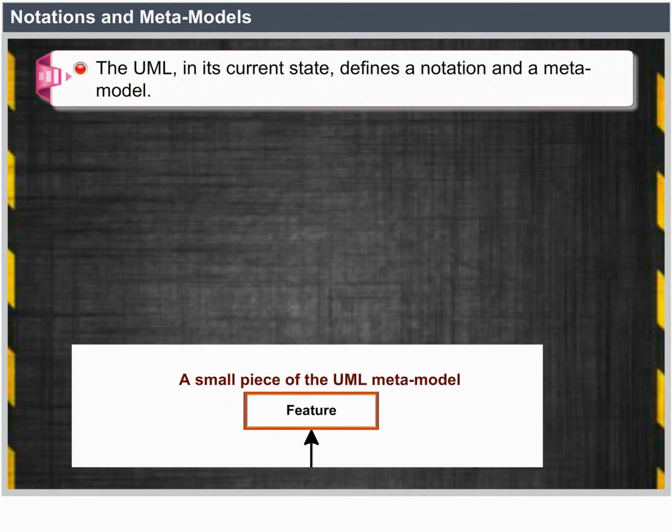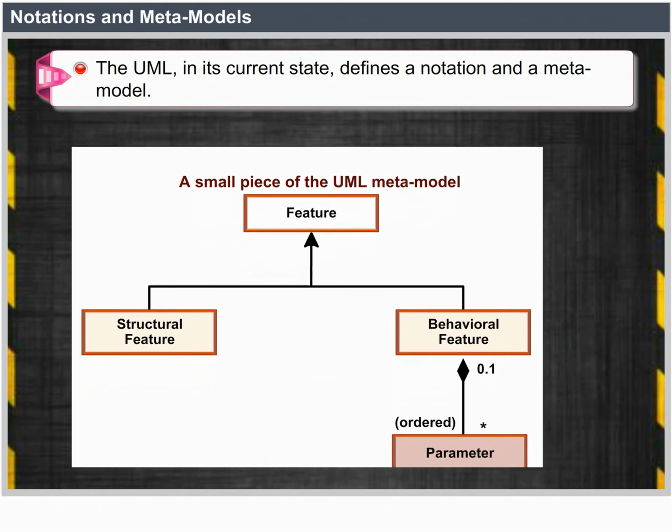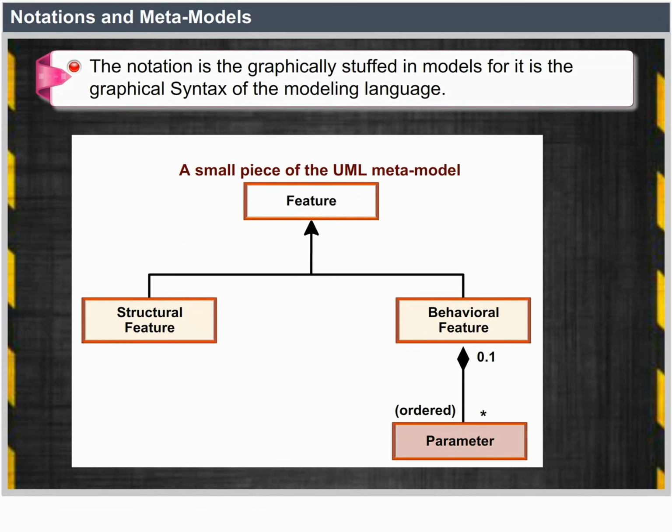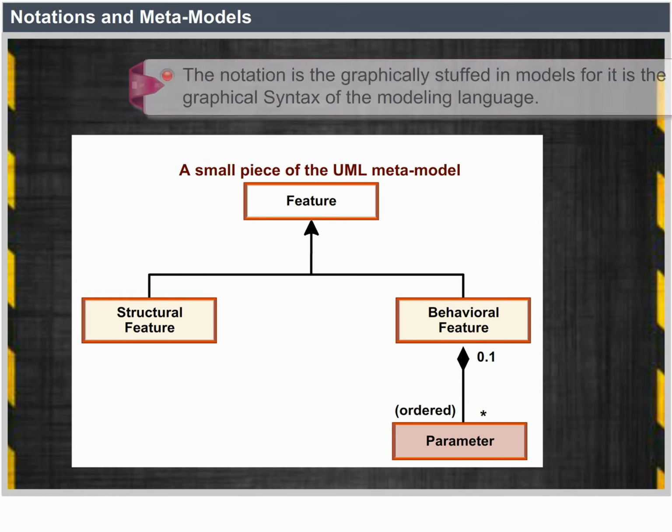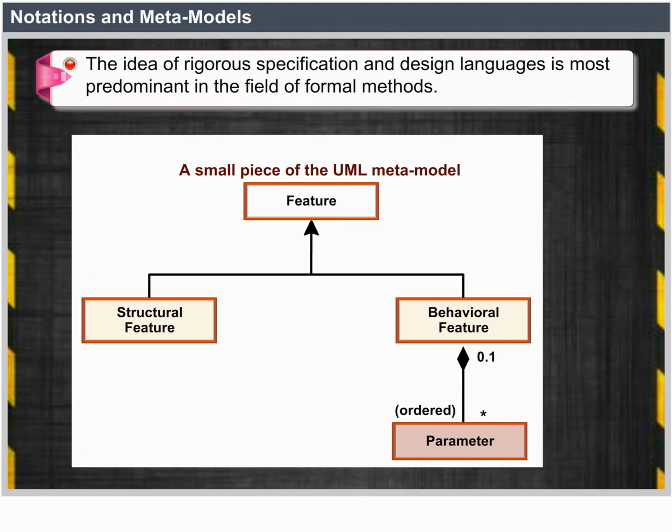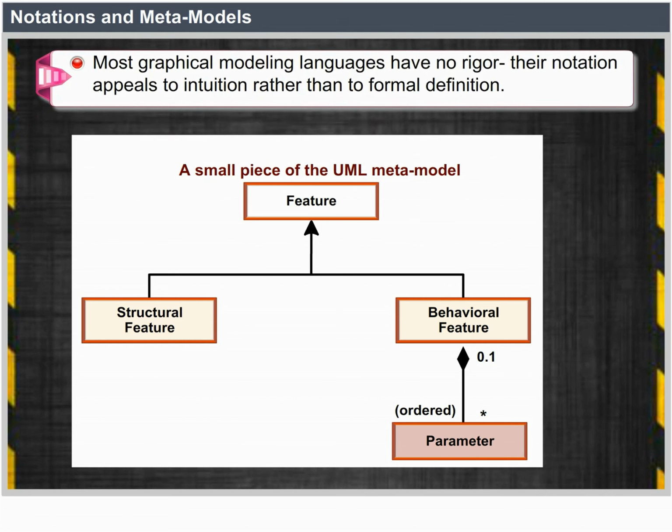Notations and meta models. The UML in its current state defines a notation and a meta model. The notation is the graphical syntax of the modeling language, the graphical stuff you see in models. The idea of rigorous specification and design languages is most predominant in the field of formal methods. Most graphical modeling languages have no rigor. Their notation appeals to intuition rather than to formal definition.